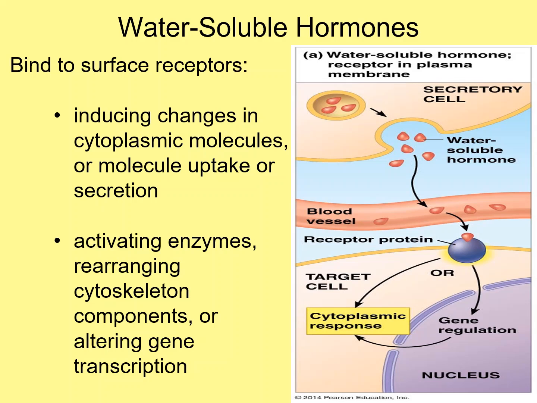So again, changing enzyme activity, solubility, formation of cytoskeleton components and things like that, which can cause the shape of the cell to change. So there's a whole bunch of consequences that can happen as a result of the binding of water-soluble hormones to those outside receptors. So they certainly can cause changes in gene regulation, and they can, of course, affect a whole bunch of other types of changes inside the cell.